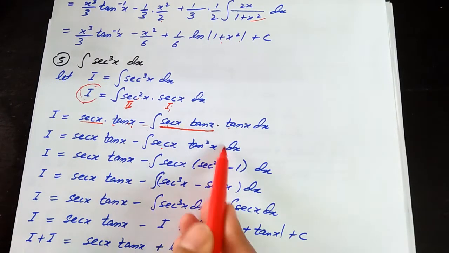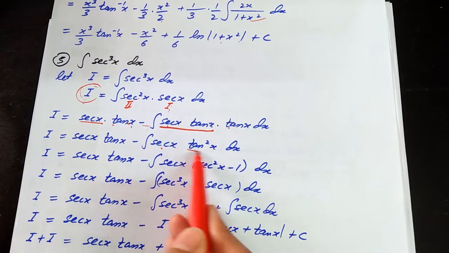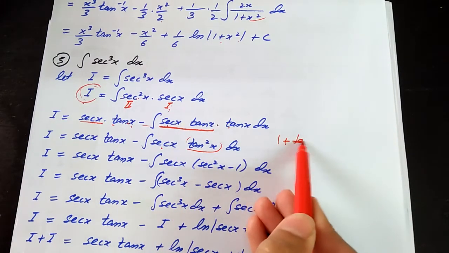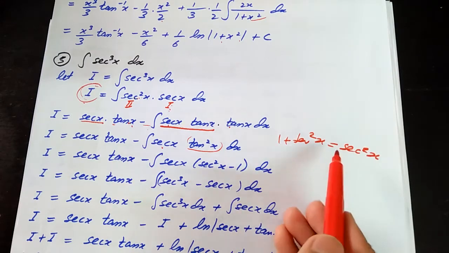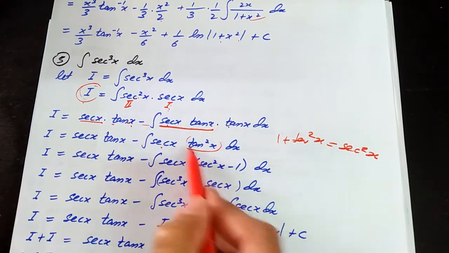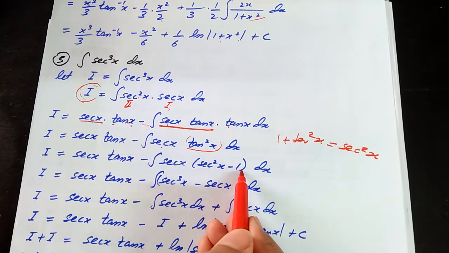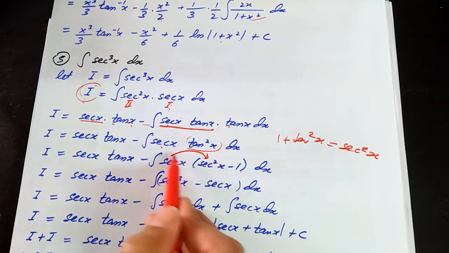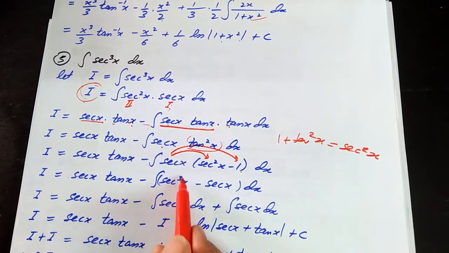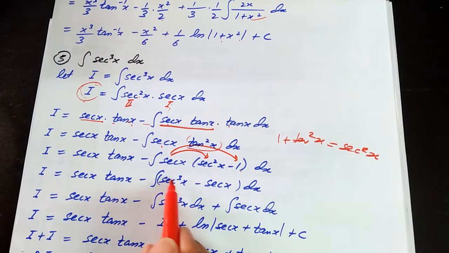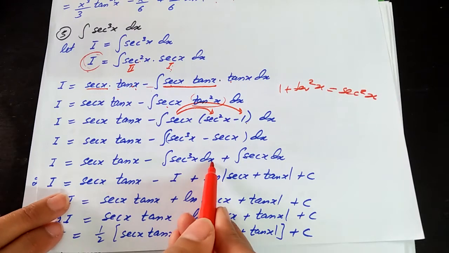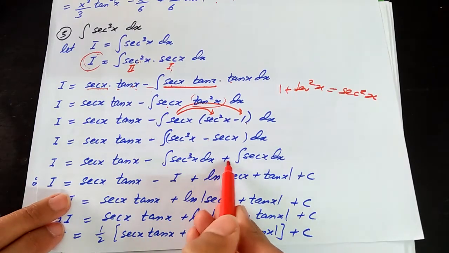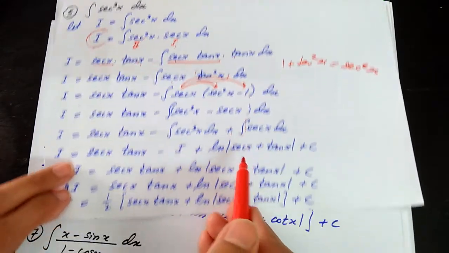I am converting this whole thing into secant. I know very well that 1 plus tangent square of x is equal to secant square of x. This is an identity. So I can take tangent square of x out of this and I will get secant square of x minus 1. Just multiply it inside. We will be left with secant cube of x minus secant of x. Separate this integration as minus secant cube of x dx plus secant of x dx.